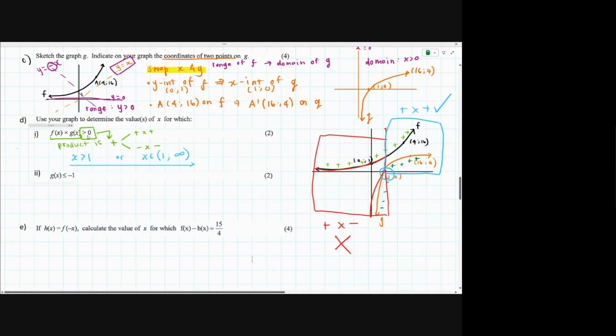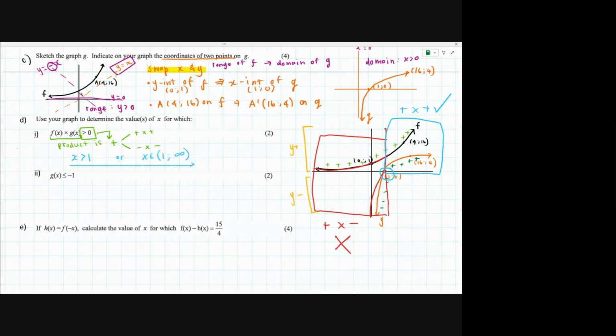All right, so the product must be positive. So both y values of my graphs must be positive. And if we just go to our Cartesian plane, we know that everywhere above my x-axis, y is positive. Everywhere below my x-axis, y is negative. So I want to look for a place where either both graphs are sitting in the negative region or both graphs are sitting in the positive region.